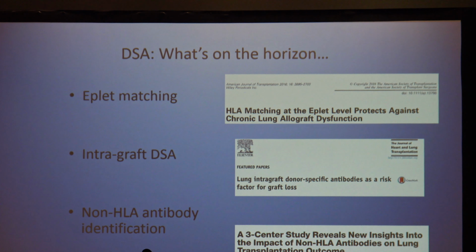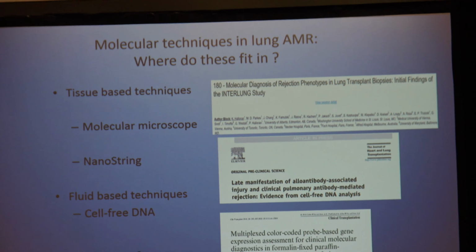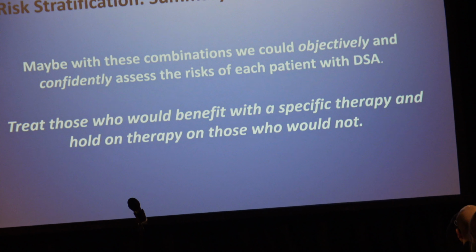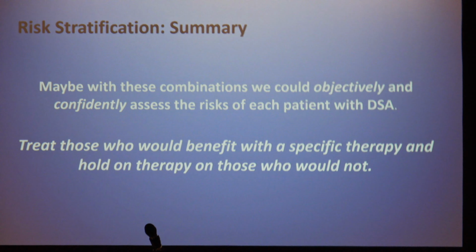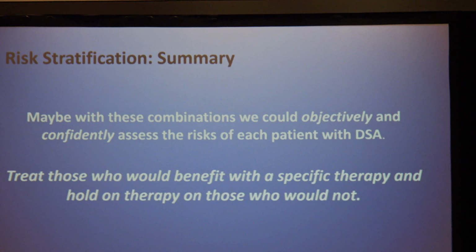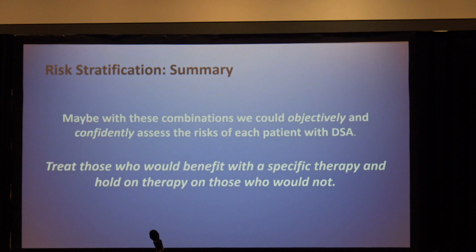And she basically was looking toward what's coming out. And we have eplet matching, the intragraft DSA, which I mentioned briefly, and then non-HLA antibody identification, as well as some of these tissue-based molecular techniques, the molecular microscope, NanoString, and cell-free DNA. And her point to us was maybe with some of these newer techniques, we can objectively and confidently assess the risk of each patient with a DSA, treating those that would benefit and holding them on therapy for those who would not.